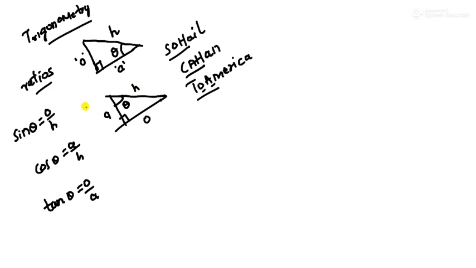Okay, remember this. And then we have the reciprocals. The reciprocal of sine is called as what? Cosec. So its formula will also become H by O. Cos's reciprocal is sec, and tan's is cot. Okay, so if you remember these three, the rest will be easy for you.